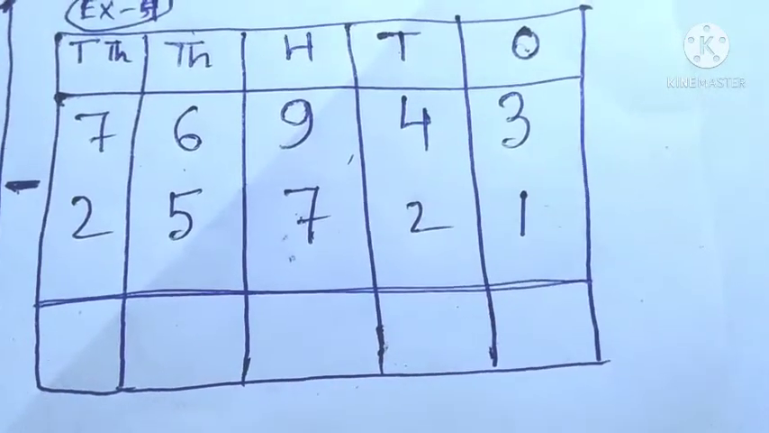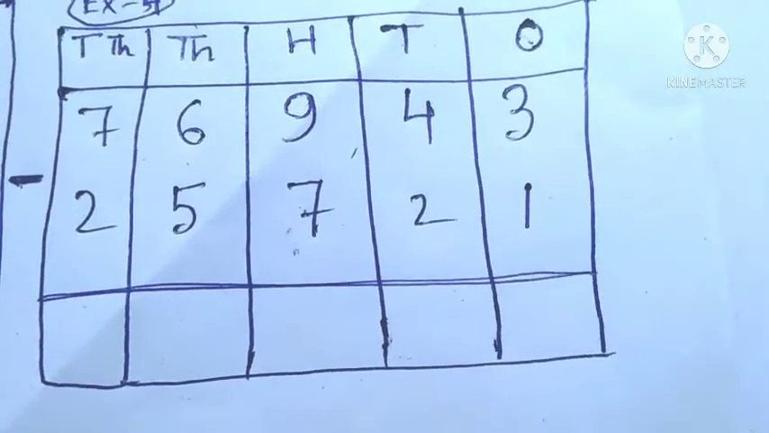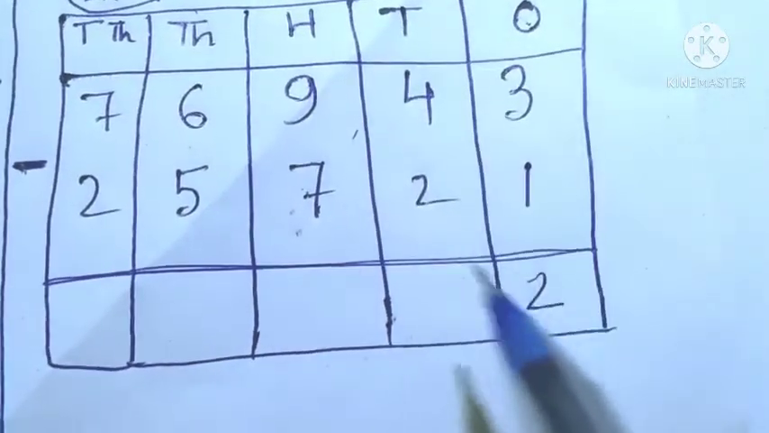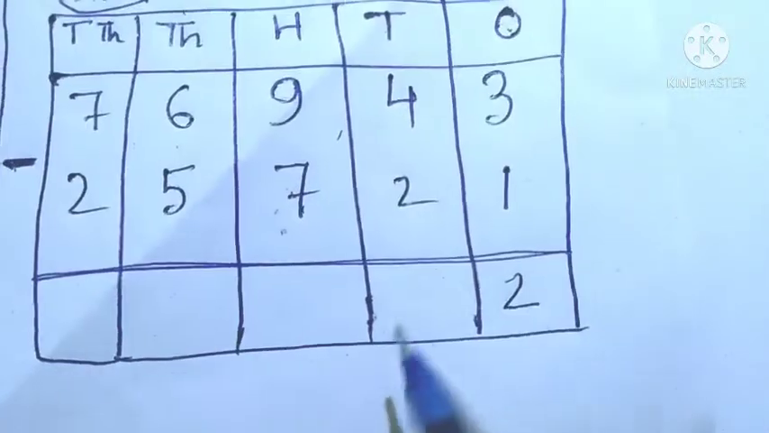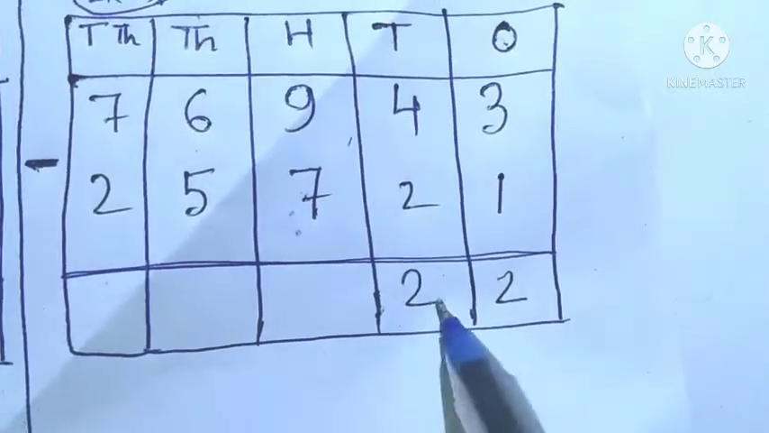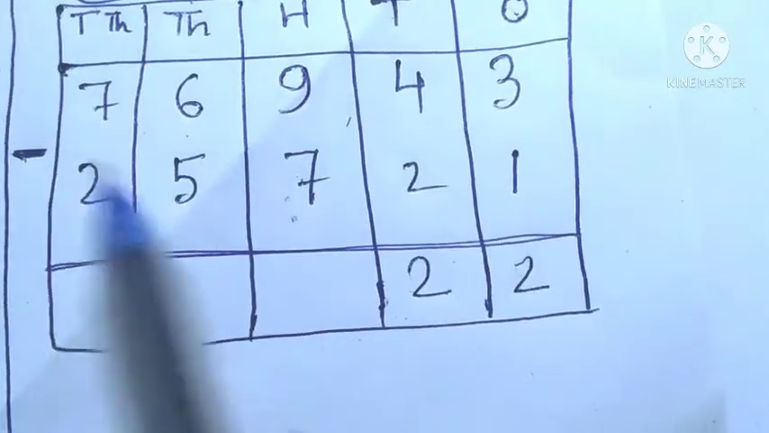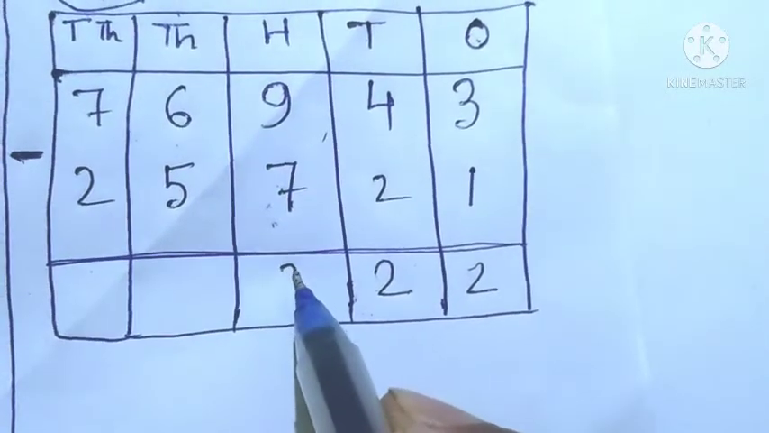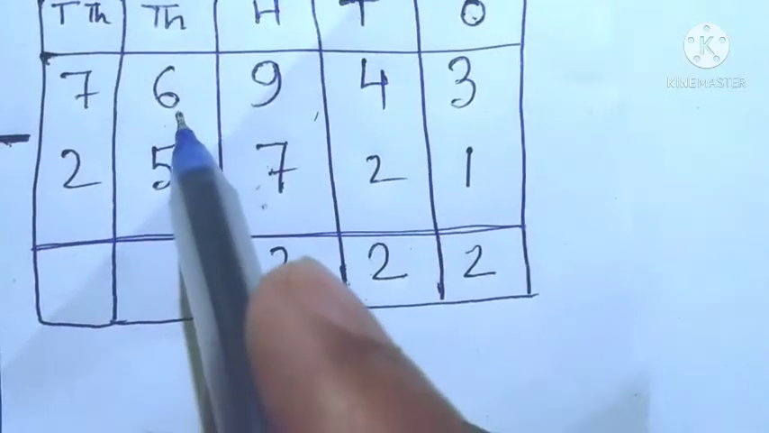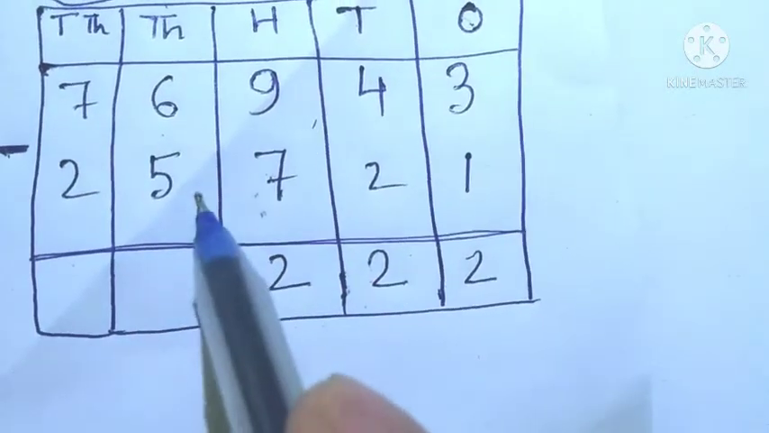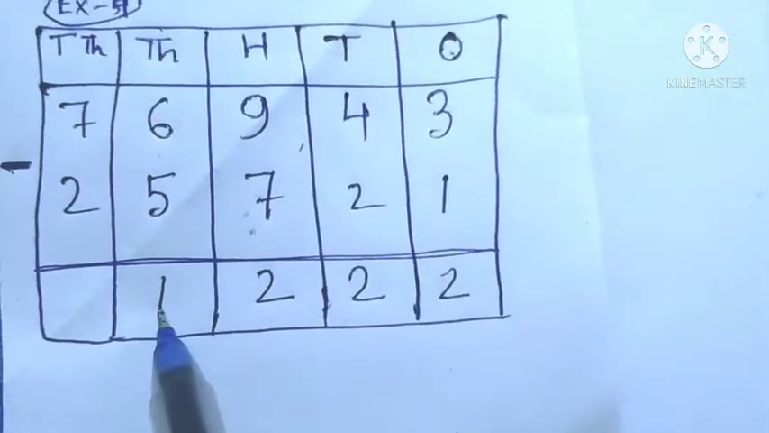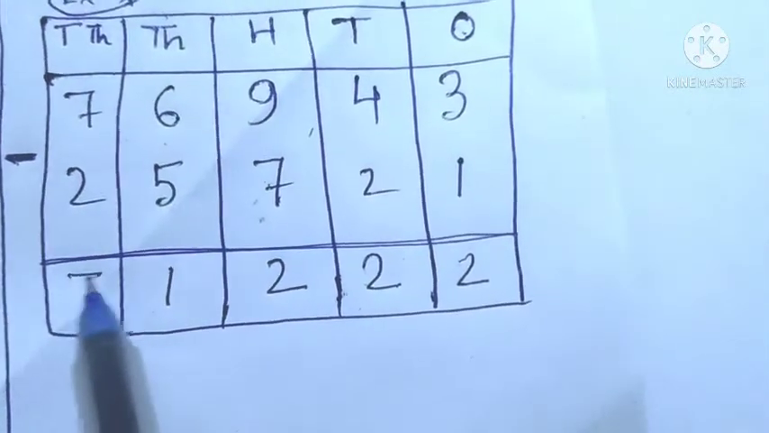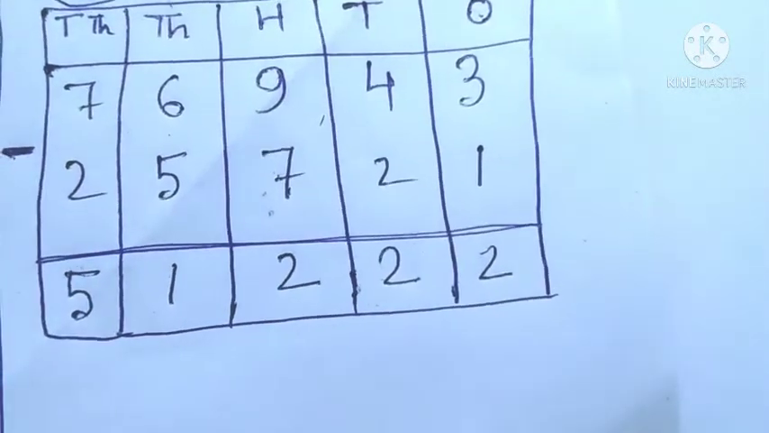Now we take another example. 76,943 minus 25,721. So we first subtract ones. 3 minus 1 means 2. 4 minus 2 equal to 2. 9 minus 7 equal to 2. 6 minus 5 equal to 1. 7 minus 2 equal to 5.